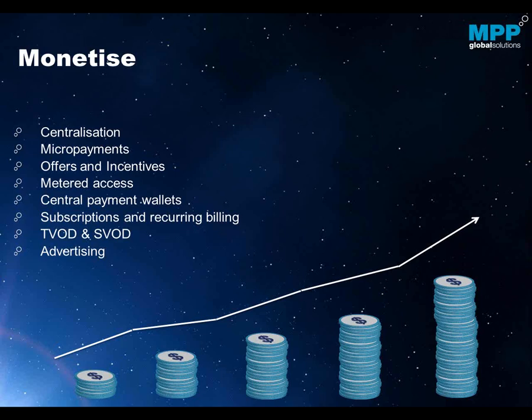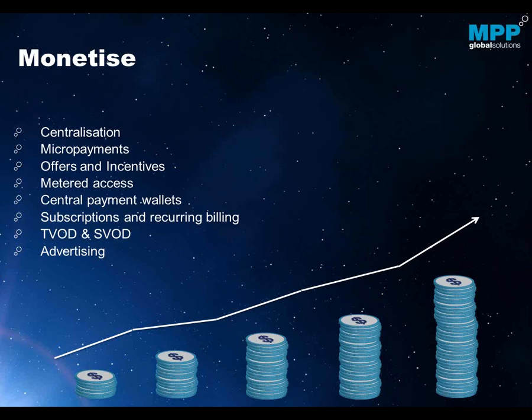There are many different models, including centralization, so having a central payment wallet, for example, where a customer could purchase any content for that provider and that of their third-party service providers. A single sign-on. Micropayments is important, so if you're monetizing low-value priced goods on a transactional video-on-demand site, this is certainly something I'd recommend. Offers and incentives is another one. We've touched on that already with Sky, who did it so well in the UK, and we can see some of our customers in Germany starting to do this very well.